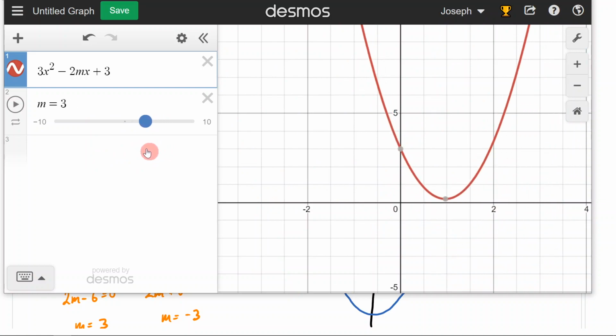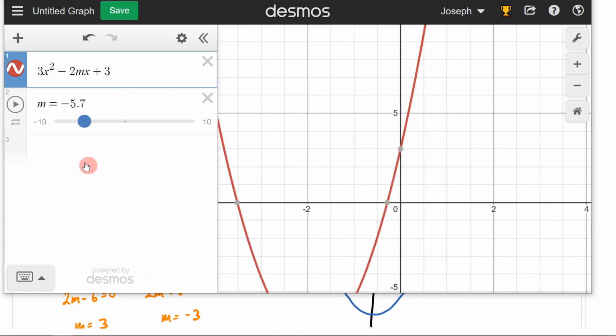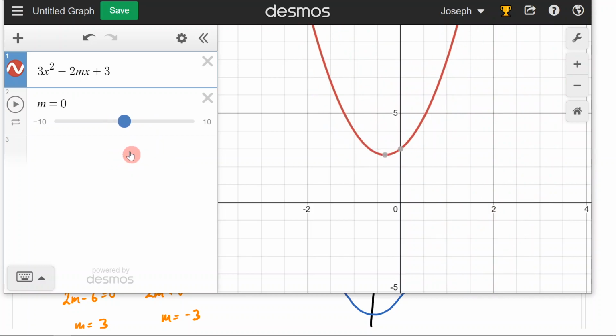Okay, hopefully that makes sense. There's 3. There's -3. That's when it has 1 solution. If it's less than -3, it has 2. When it's greater than 3, it has 2. When it's in between either one of those, it has none.